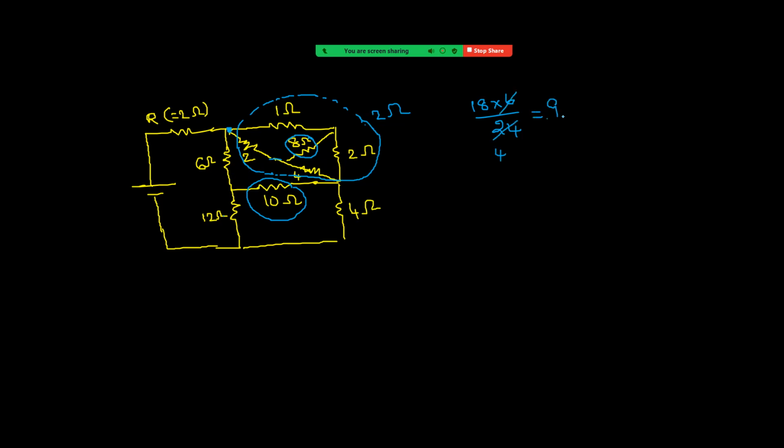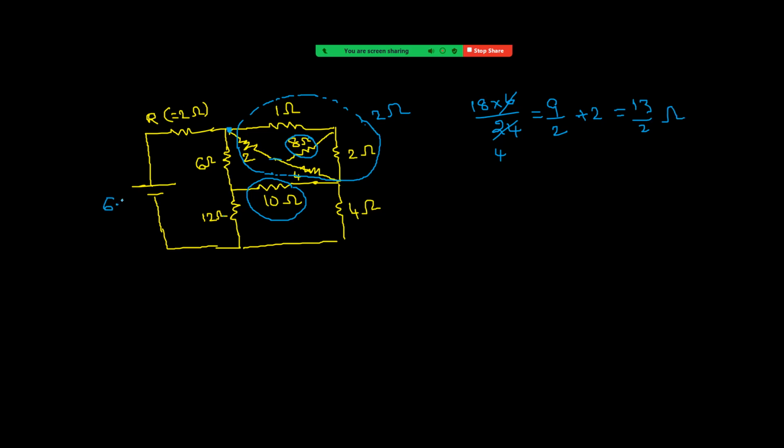It is 9 by 2. Now this entire value is now 9 by 2. For 9 by 2, 2 is now in series. So total value 9 by 2 plus 2. So it is now 9 plus 4, 13. 13 by 2. That is now effective resistance.